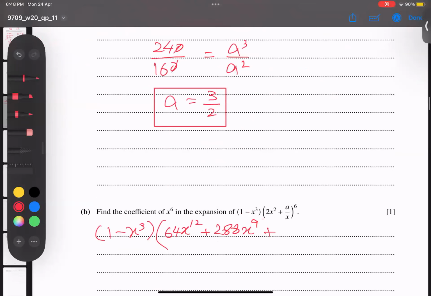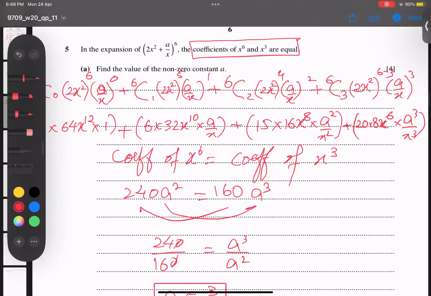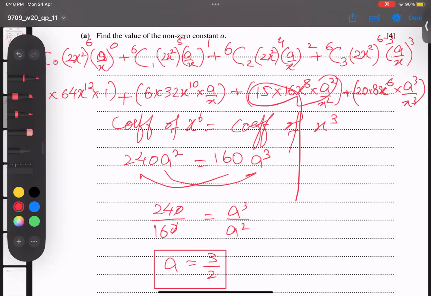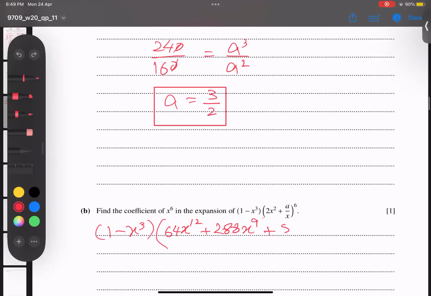Okay, now let's talk about the other one. 15 into 16, like this value, 15 into 16 into a square of this number, times 9 divided by 4, and 9 divided by 4. So this is becoming 540. So 540 x to power 6.